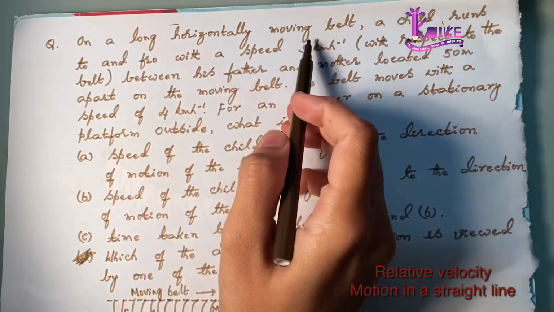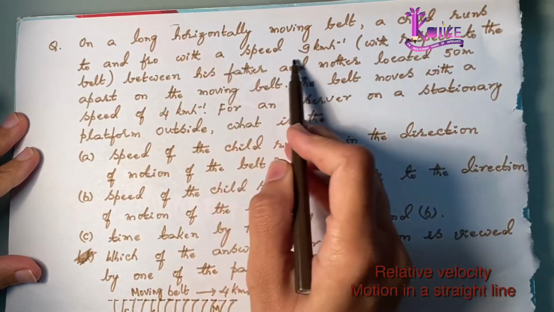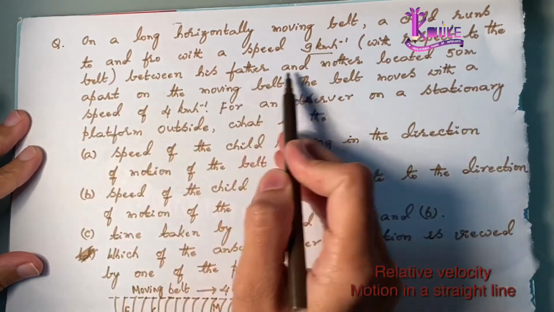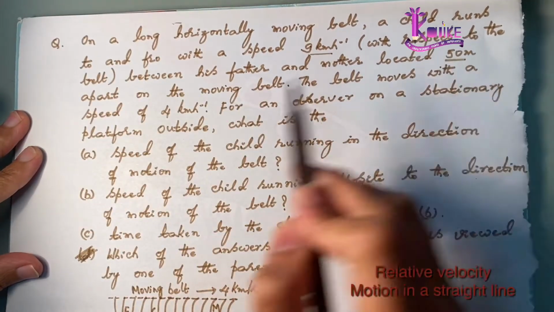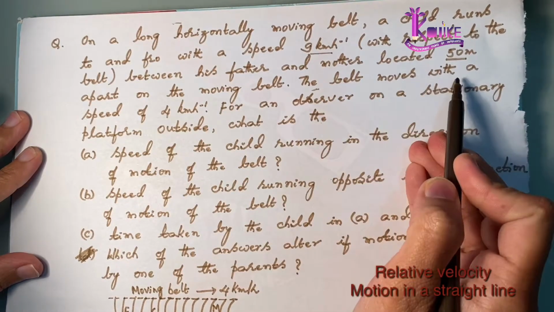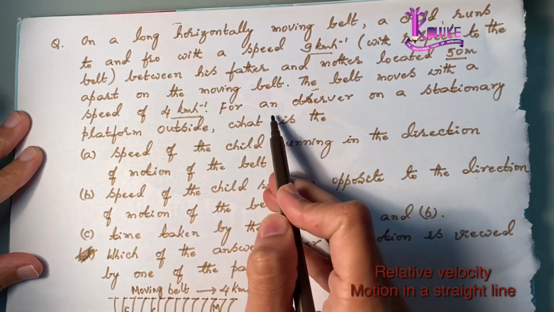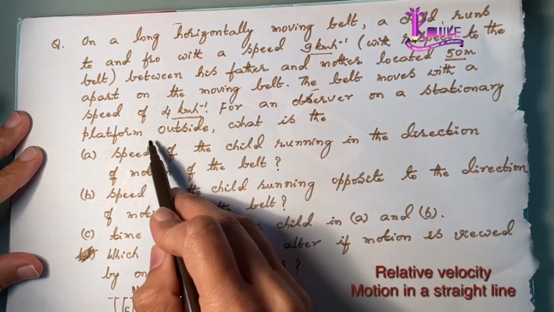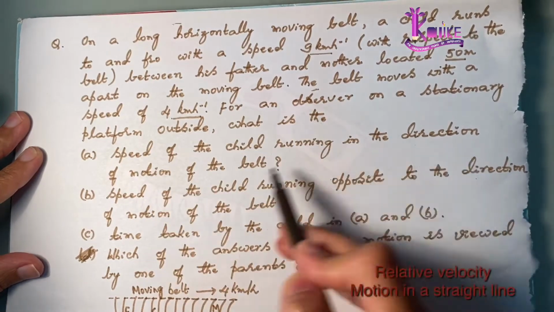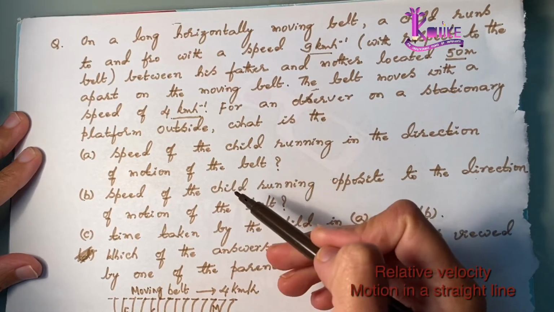On a long horizontal moving belt, a child runs to and fro with a speed of 9 km per hour with respect to the belt between his father and mother located 50 meters apart on a moving belt. The belt moves with a speed of 4 km per hour. For an observer on a stationary platform outside, what is the speed of the child running in the direction of motion of the belt? So there are three questions.